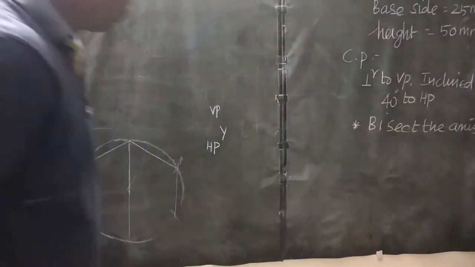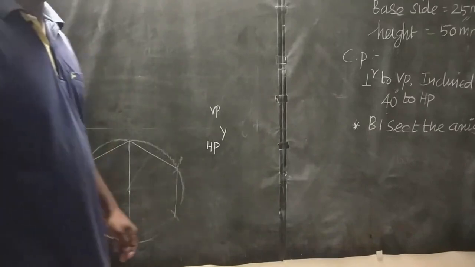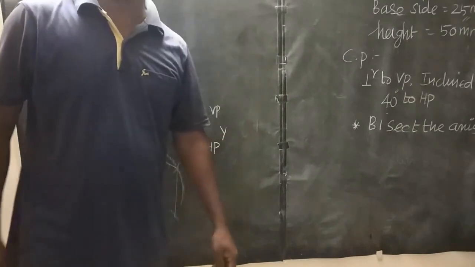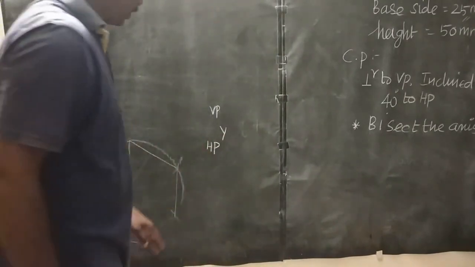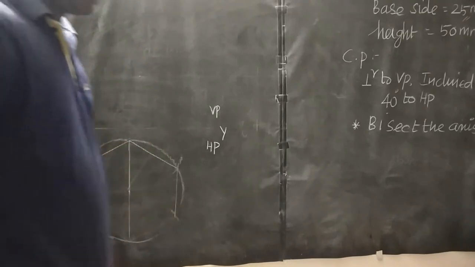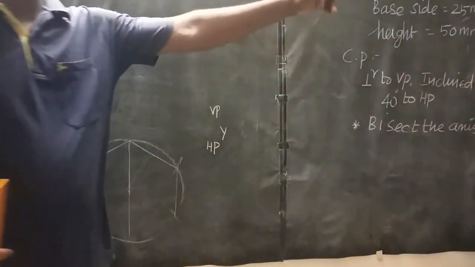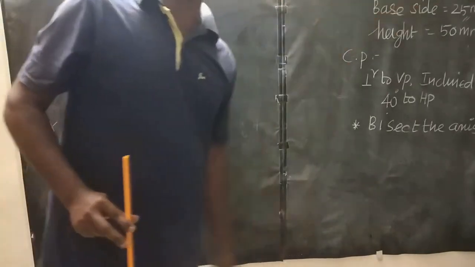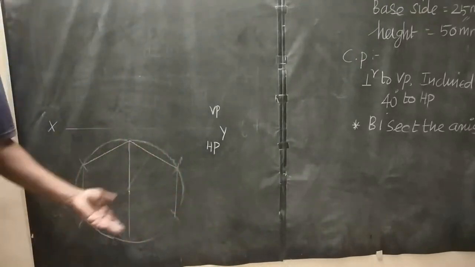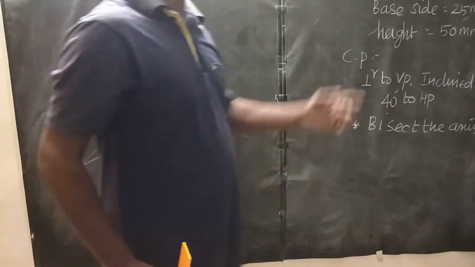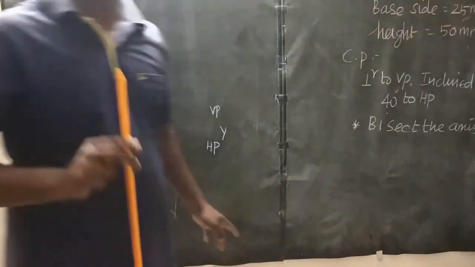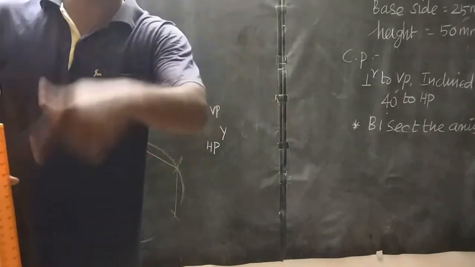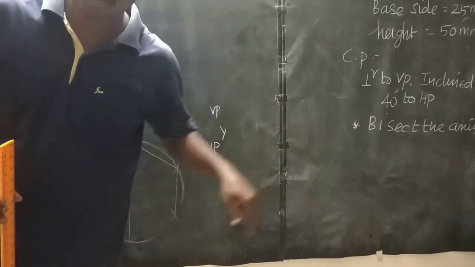Next, in your top view, because here we have a pyramid, the slant edges are visible. So draw the slant edges lightly after constructing this hexagon. If you have a hexagonal prism, there is no need to draw the slant edges. But when you have a hexagonal pyramid, you should draw the slant edges, because in your top view all the slant edges and the base edges are visible.